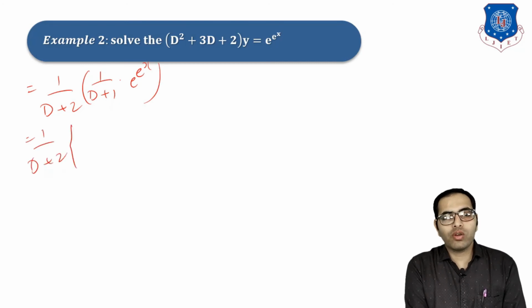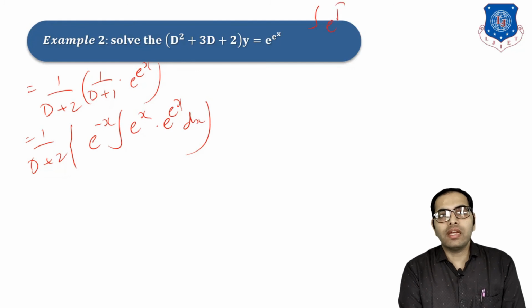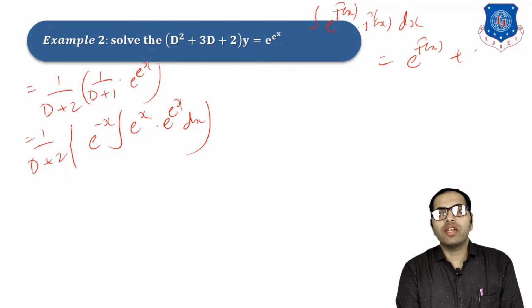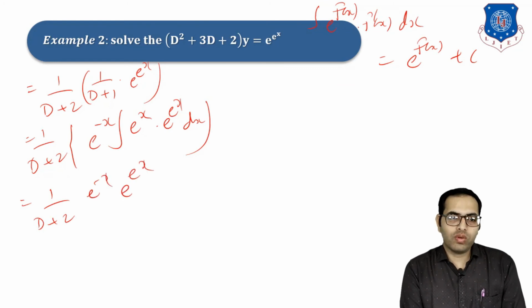See, according to this formula, here positive sign, then first negative, then integral of e^x into e^x dx. See, we have the formula: integral of e raised to function into derivative of that particular term, we can write as e raised to function plus c. Then here e^f(x) into f'(x), the integral of that particular term is e^x.